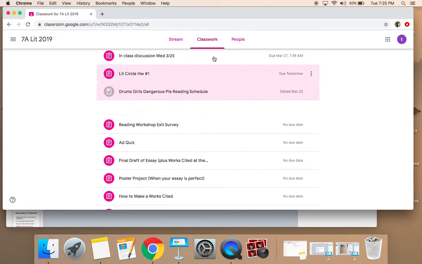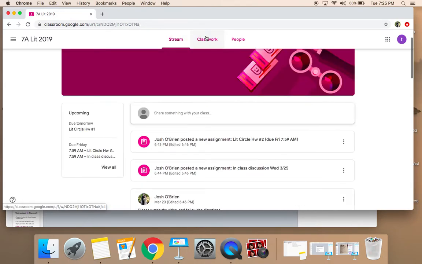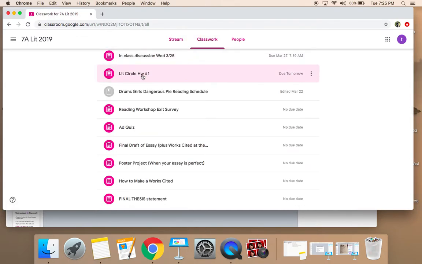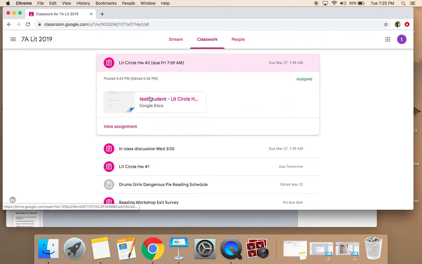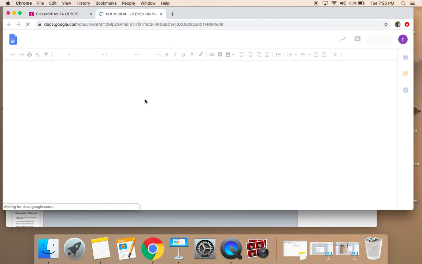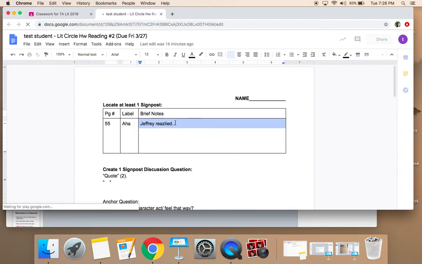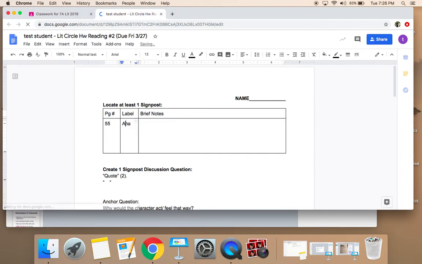Next, we're on our classwork. It's also on the stream, but let's stay on classwork. Your homework, again, is due Friday at right around 8 a.m. So click on that. Click on the assignment, and then click on the doc that is created for you. Once you click on the doc, it will pop up. It'll be blank. I filled this in earlier.